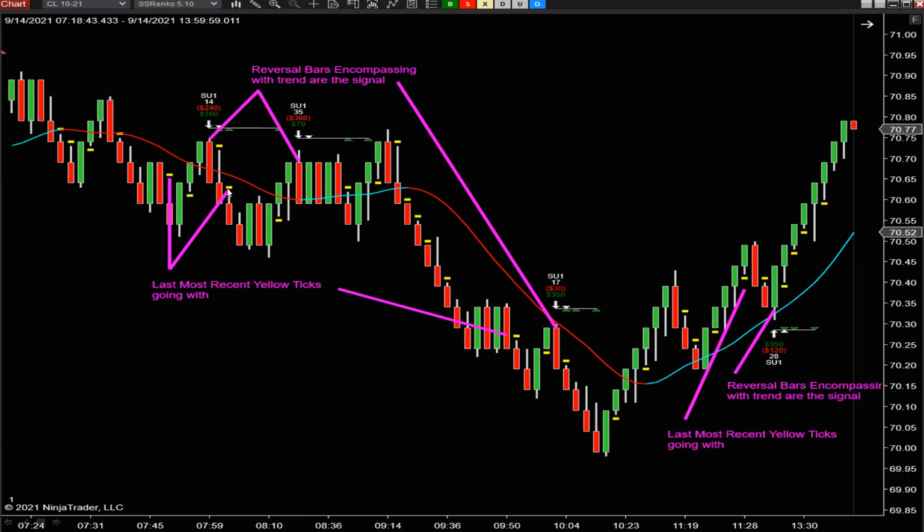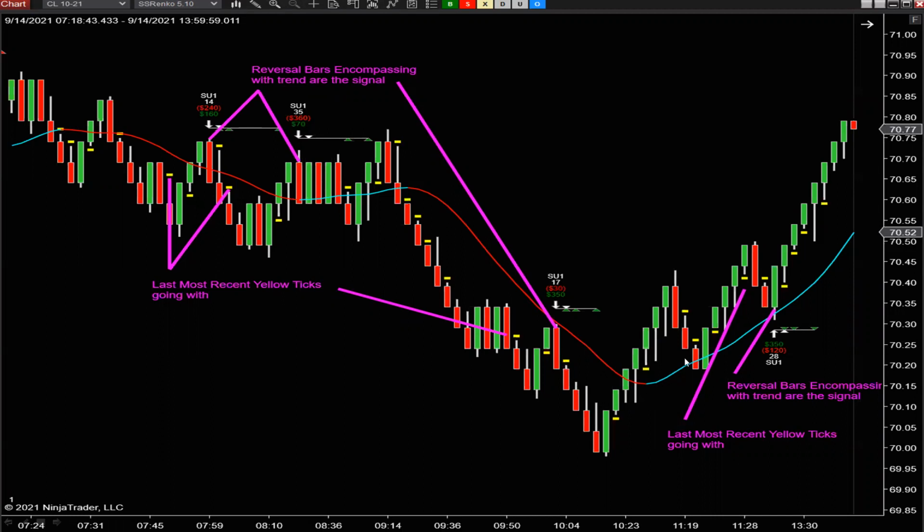Here's another one. Last most recent yellow tick is right there, and I've drawn it across. I encompass that right there, and so that's a sell signal. And then the market comes lower here. I get a yellow tick going down right there, downward, last most recent yellow tick, and then we do the encompassing pattern on the reversal right there, and we continue lower.